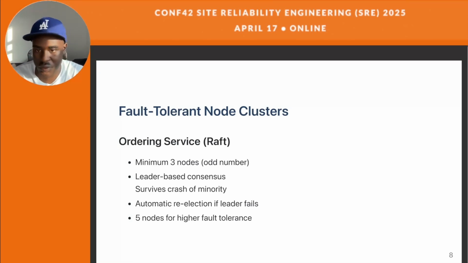If one fails, the cluster will select a new leader as long as they see a majority. So Raft is based on leader-based consensus. At every time the cluster loses the leader, a leader election goes on if a leader crashes or dies. And if you want higher fault tolerance, it could go as high as 5 nodes. So in 5, we'll be able to tolerate 2 crashes.